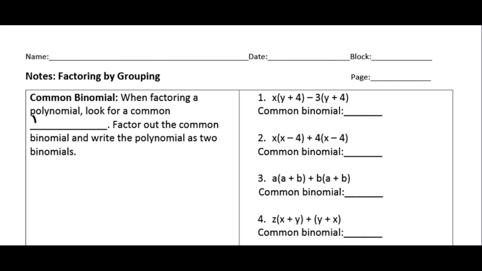Today we're going to be looking at factoring by grouping, and we're going to start with something that's already factored, because we're going to have to factor these a few times to get the end product. So when we are looking at something that's already partially factored, which is what these examples 1 through 4 are, we're going to be looking for a common binomial. And remember, a binomial is something that has two terms. So when factoring a polynomial, look for a common binomial.